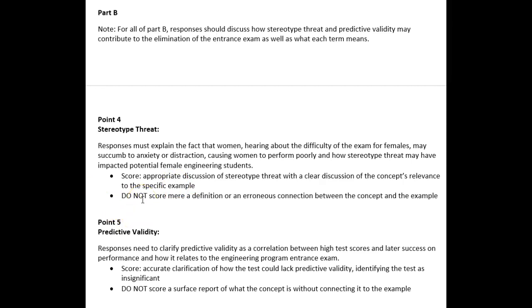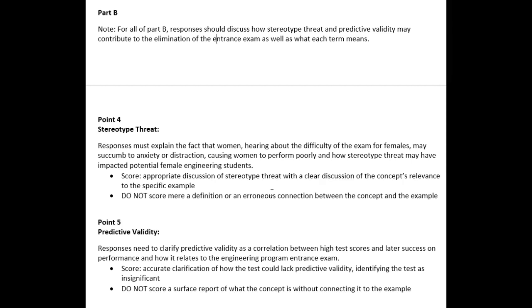A student not receiving a score point might just give a definition or briefly talk about stereotype threat without connecting it back to the example, or the student might have erroneous information. So they actually gave you the definition of just a stereotype instead of stereotype threat.